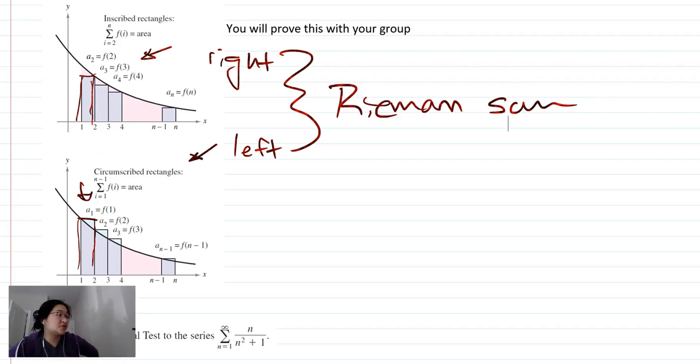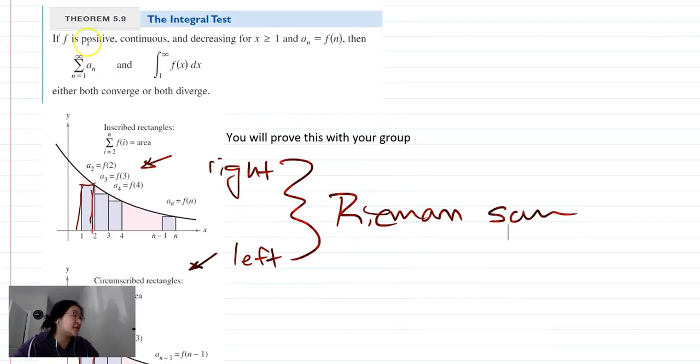And the left and right, when we have a limit for those and it matches, then we have an area under our curve, so we have our integral. So there's your connection between our infinite series and our improper integral.